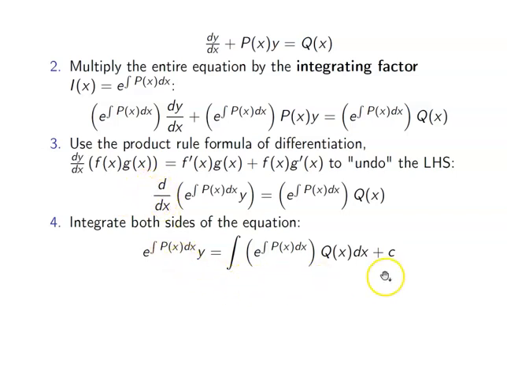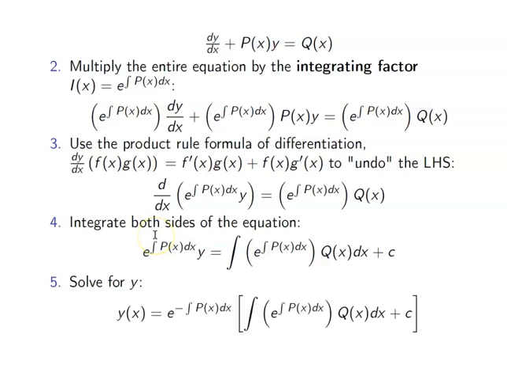And the right-hand side, I'm sorry, here gets integrated. So I'm going to take the integral of this whole function, and then the constant term from the indefinite integral is going to come out as well, plus c. Once I do that, I would want to solve for y by dividing both sides by this integrating factor. And now I have an explicit solution for y.